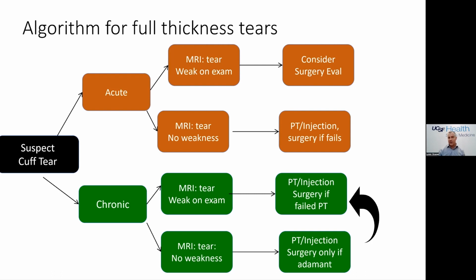But these chronic degenerative tears, if they're weak on exam, I will consider physical therapy and an injection, but that weakness is often something that'll drive patients towards surgery. If they have a small full thickness tear, but they're not really weak, I'll do physical therapy, consider a single injection. Surgery only if they're really adamant, because I don't think it really changes their outcomes that much. For the most part, patients without weakness tend to do pretty well with a small rotator cuff tear.